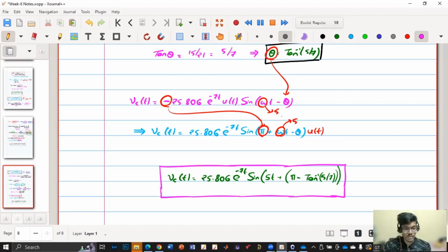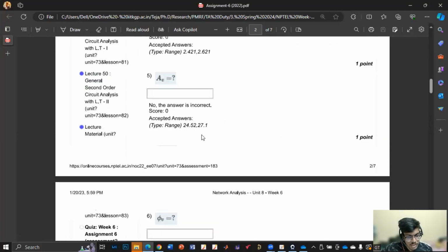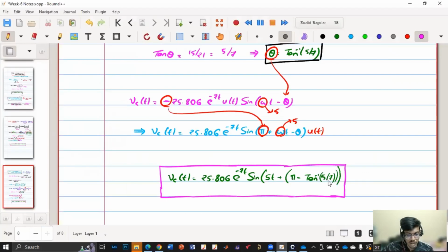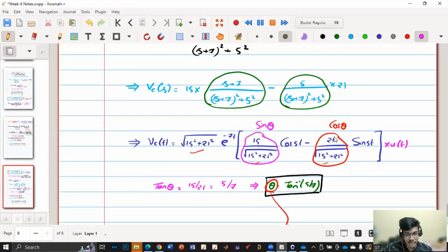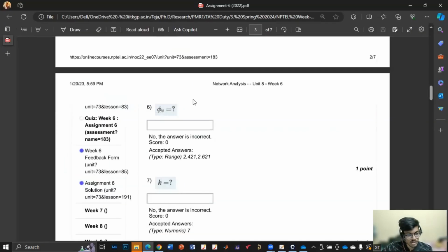Okay. So we see the constant we are getting 25.806. So AV is 25.806, and 5V is pi minus tan inverse 5 by 7, which is the same as the previous I2 term also. So it will be again 2.52 radians.